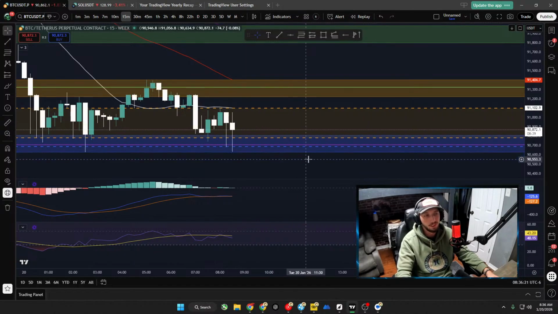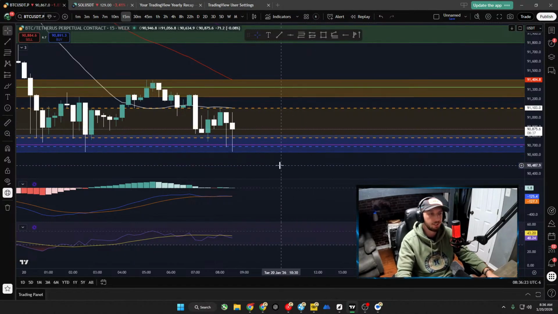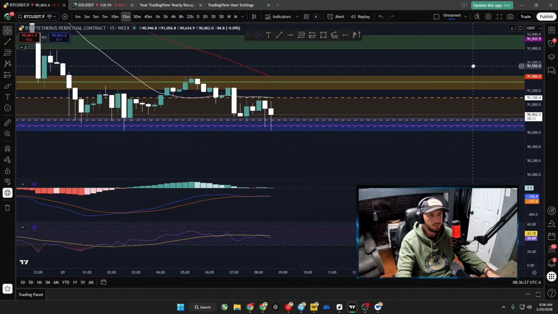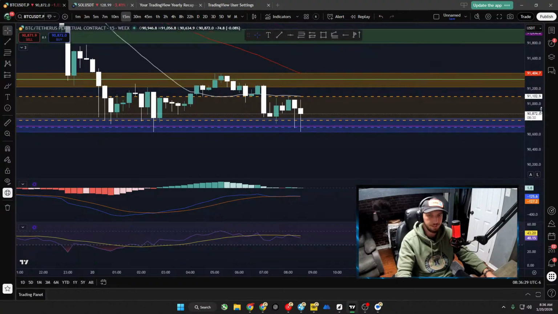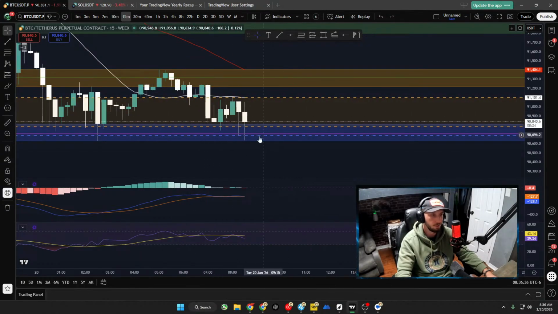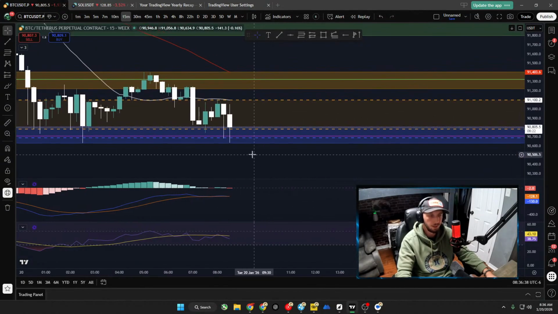But it just hasn't confirmed yet. It's like everything else I said today: we're just waiting for price action to tell us. Right now, we're just range bound, going up and down, up and down. Once we get the breakout here, then we'll know for sure which way we're going to go.